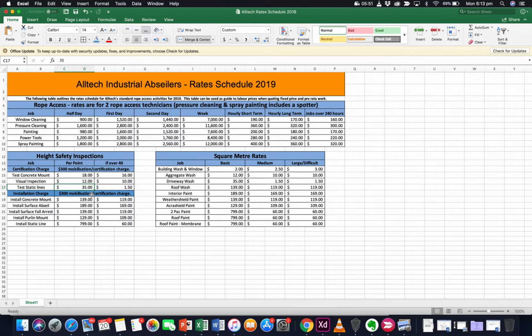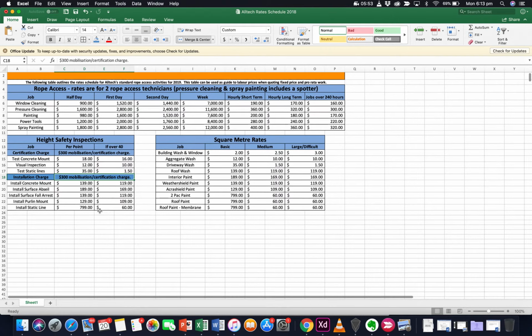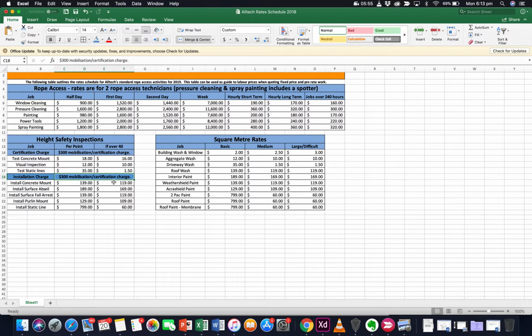Now, install charges is the same thing, guys. So we're looking at a $300 mobilization or certification charge, whichever way you want to look at that. That's just to set a job up, make it worthwhile, even if we're only going to install 1 anchor point, 2 anchor points, etc. And then essentially after that, actually I'm just going to edit that, guys, because it's really not enough in terms of getting an anchor point job started. I'm just going to make that $400. There we go. So that'll cover us even if we're just doing 1 point.